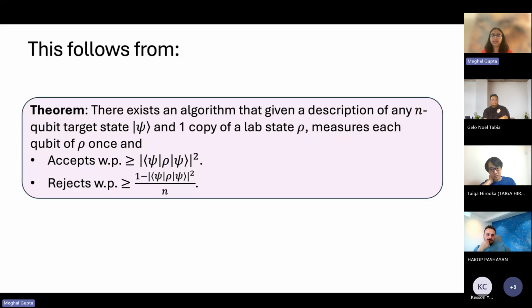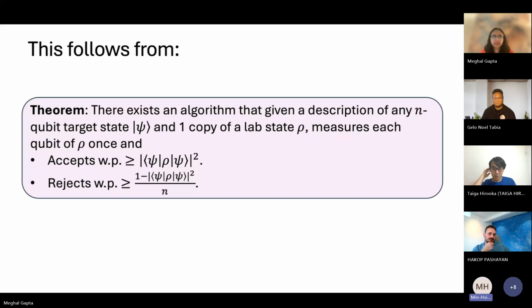I'm going to pause for about 10 seconds here to make sure that this theorem statement makes sense, and then I'll move on. Definitely ask questions while I'm paused.